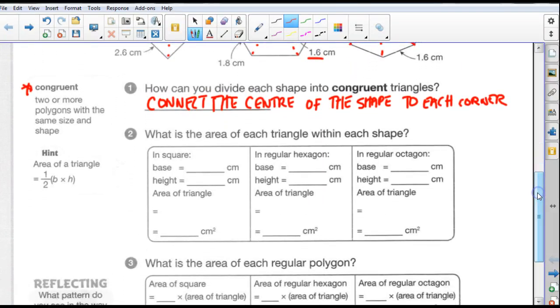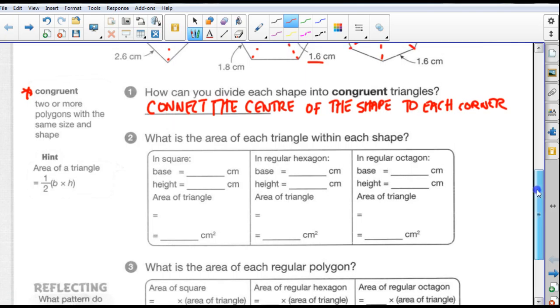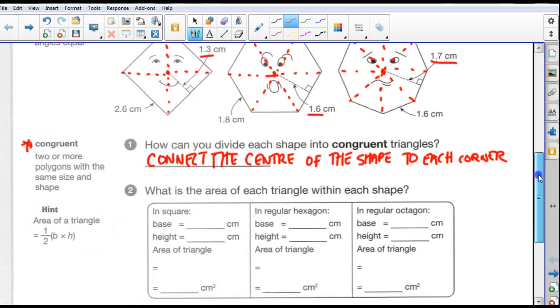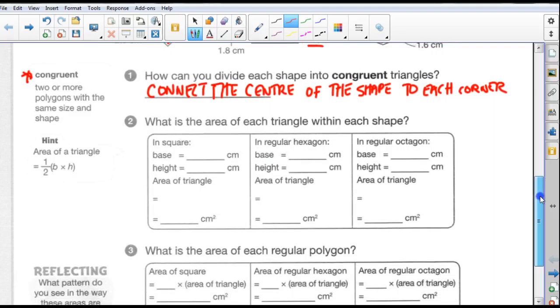So what is the area of each triangle within each shape? Because if I find the area of one of the triangles, because all the triangles are the same, all I need to do is multiply that area by the number of triangles, and I've got the area for the shape. So let's do the first step. Let's find the area of the triangle.